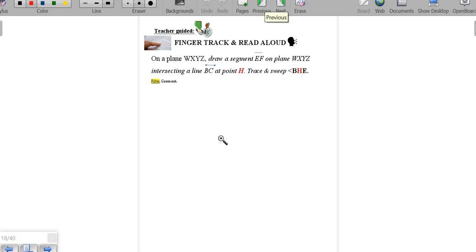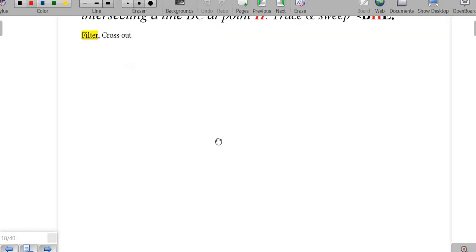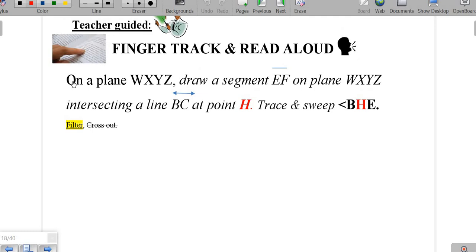Okay, so ready? We read with 3 body parts 3 times. Put your finger right here and read out loud with your finger tracking. On a plane W, X, Y, Z, draw a segment EF on plane W, X, Y, Z, intersecting a line BC at point H. Trace and sweep BHE. That's pass number 1. Pass number 2, we're going to filter keywords.